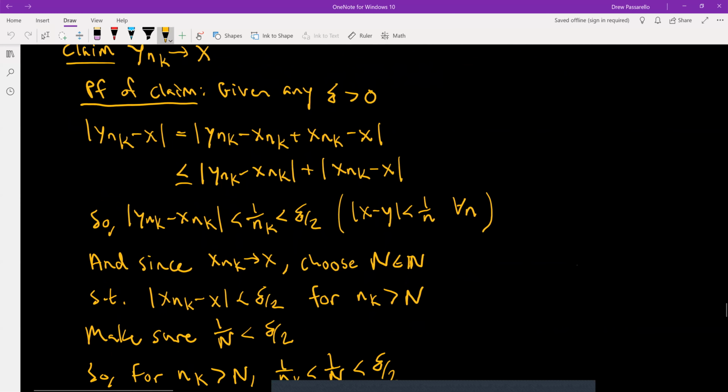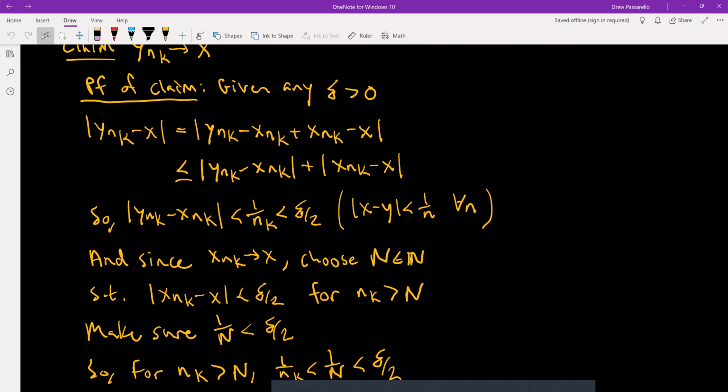Since x_{n_k} converges to x, then we can choose capital N such that the absolute value of x_{n_k} minus x is less than delta over 2 for n_k bigger than capital N. Now we need to make sure this capital N is such that we have 1 over capital N less than delta over 2.